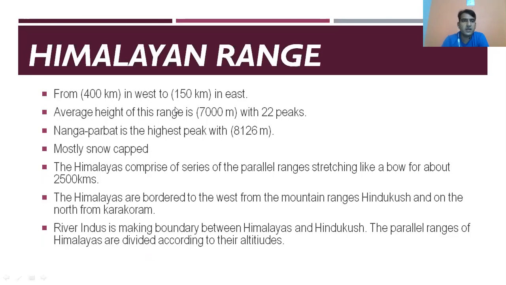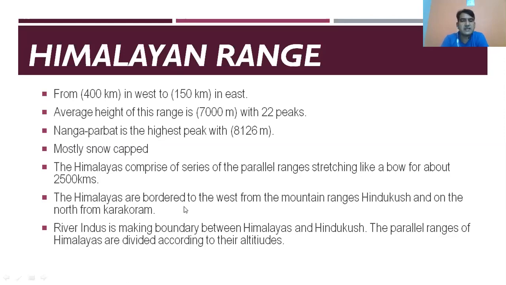They are here. Then we have the Himalayas. The Himalayas lie south of the Karakoram. The range is 40 kilometers wide in the west and 150 kilometers in the east. The average height of this range is 7,000 meters, with 22 peaks. Nanga Parbat is the highest peak of this range, the Himalaya. Mostly these peaks are covered with snow.